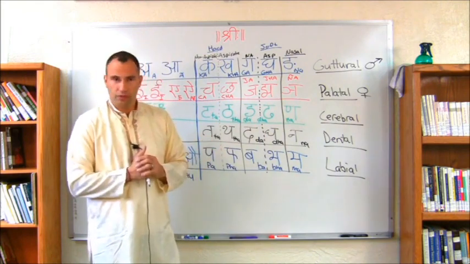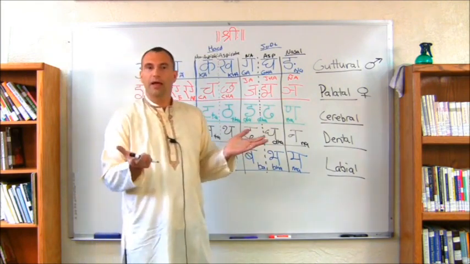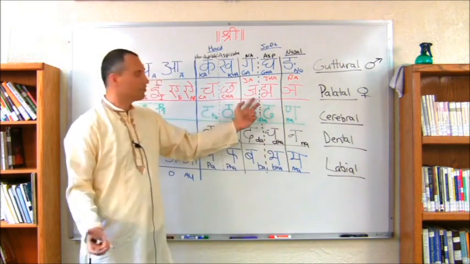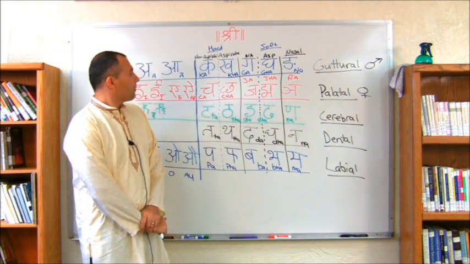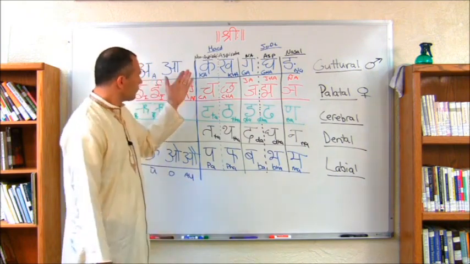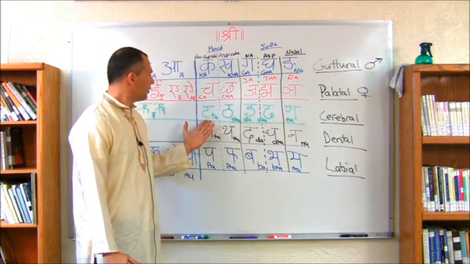Art. Italians are famous for art and gelato. Gelato. J. See? J. There's the sound J. So that's Venus. Now, let's move on to the next one.